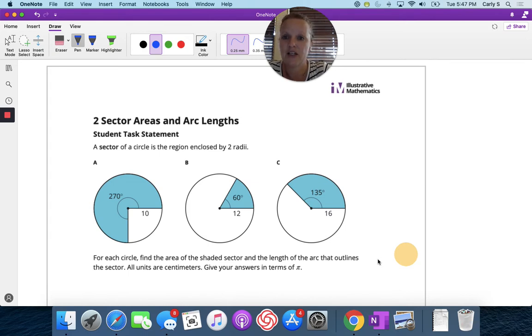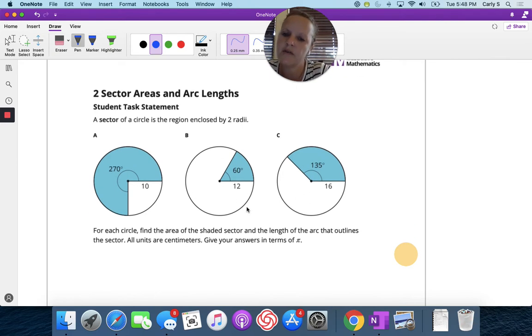So now a definition. A sector of a circle is the region enclosed by 2 radii. So for A, my sector here, the highlighted portion is this side. We could also talk about this sector, but we're not. Okay? Sector could be the outside or the inside.